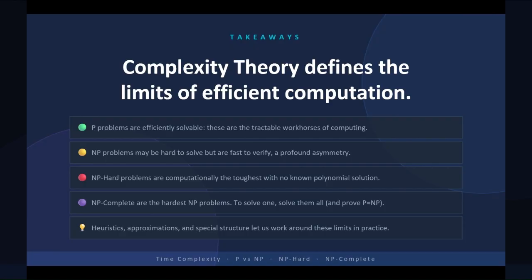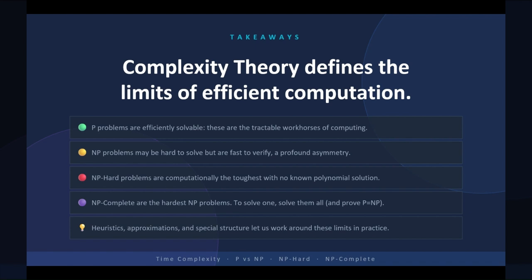To conclude, let's land this plane properly. Complexity theory is the branch of computer science that asks what can we efficiently compute? Not can it be computed in theory, but can it be done in time we can actually use? P problems are our workhorses. Fast to solve, fast to verify: sorting, routing, searching, etc. are the backbone of everyday computing. NP problems expose a profound asymmetry. Checking an answer can be easy even when finding it might not be.